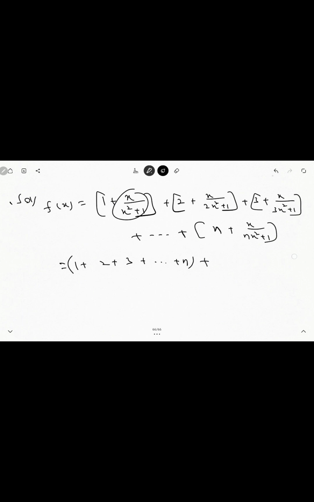Separately I can write this one, x by x square plus 1, integer part. Again, the next one is x by 2x square plus 1, and so on. The last one is x by nx square plus 1. Okay, so n into n plus 1 by 2 plus 0, all these terms will be 0. Just think about that, because you have to find the range of this.